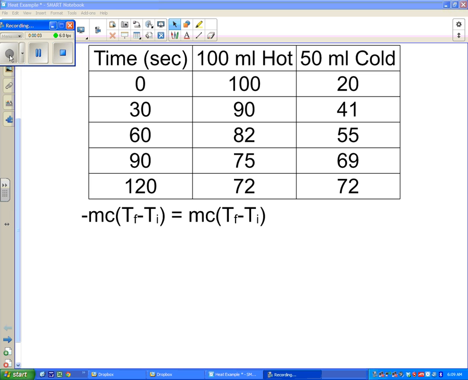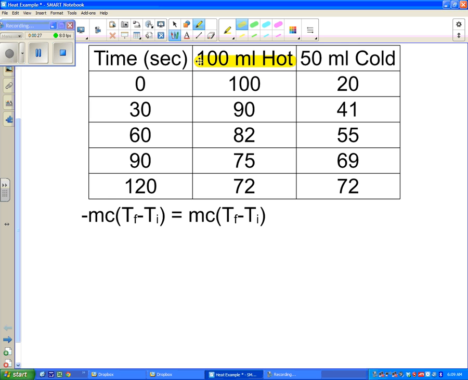Welcome, welcome, welcome. For this tutorial, we are going to go through an equilibrium equation. We recently did a lab on this, and we found the equilibrium temperature using this equation. So what I have here is a data table with some data numbers that I made up. And you can see I'm mixing together 100 milliliters of hot water with 50 milliliters of cold water.